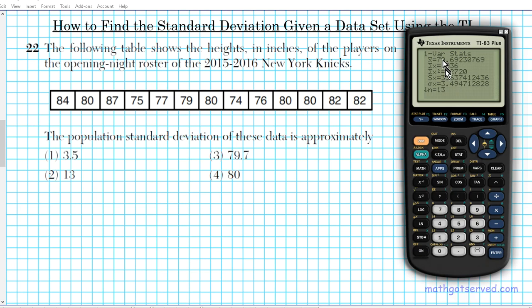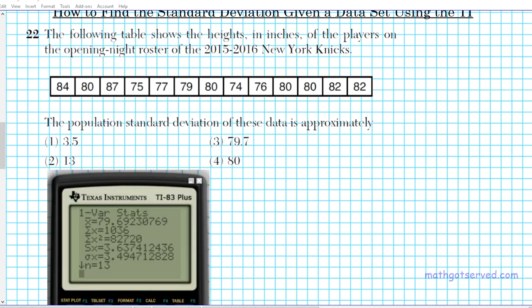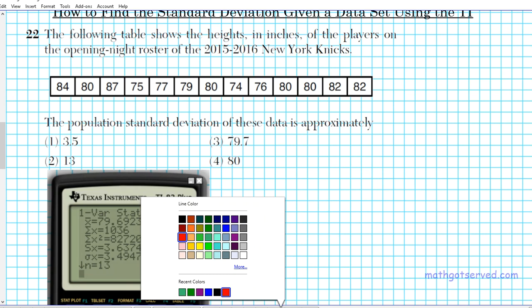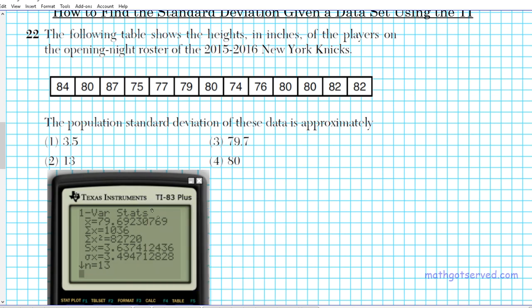Okay, what on earth is that? Well, let's go ahead and talk about what each of these values represent, and then we can easily select what our correct answer is. We're going to start from the top. The first one is one variable stats, which is what we called to do the calculation. Then x bar represents the sample mean. Okay, so x bar is the sample mean.